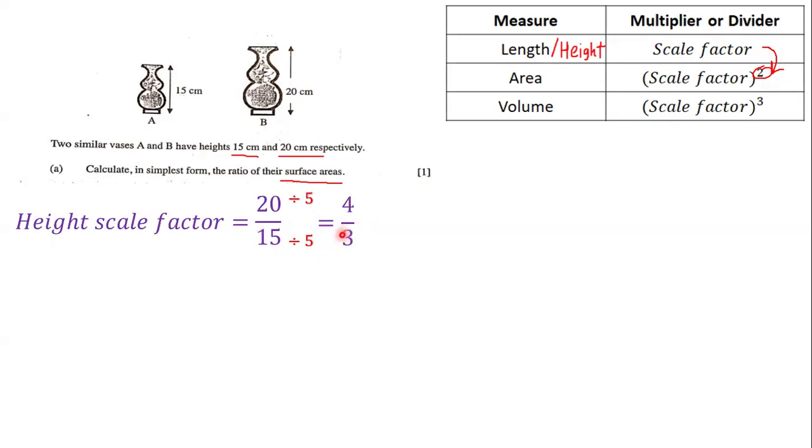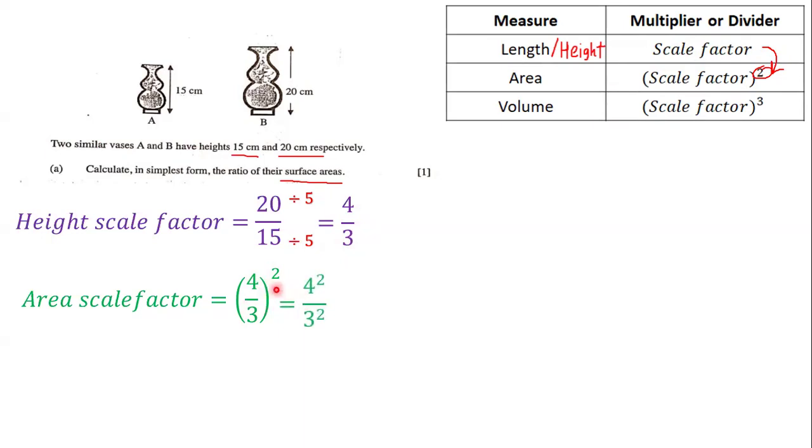Now that we know the height scale factor, we need to figure out the area scale factor. All we need to do is take the height or length scale factor and raise it to the power of 2, just like it says in the table. If we have the scale factor and we want the area scale factor, just take the scale factor and raise it to the power of 2. And so we have 4 over 3, all raised to the power of 2.